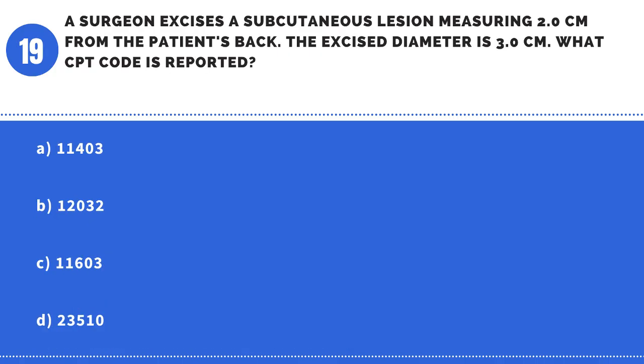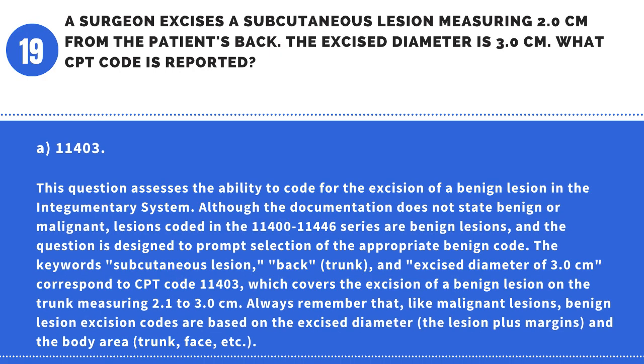Question 19. A surgeon excises a subcutaneous lesion measuring 2.0 centimeters from the patient's back. The excised diameter is 3.0 centimeters. What CPT code is reported? A. 11403. B. 12032. C. 11603. D. 23510. Answer. A. 11403. This question assesses the ability to code for the excision of a benign lesion in the integumentary system.